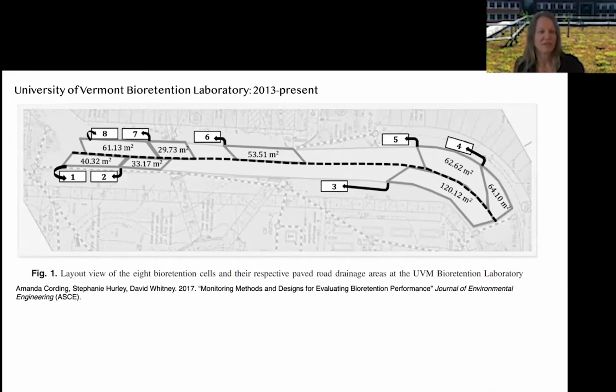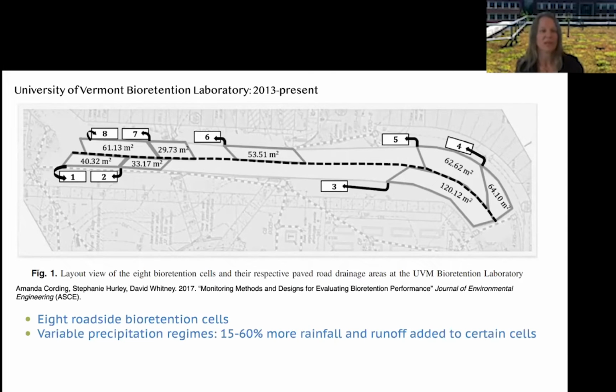This is an aerial plan view where each of the bioretention cells is a rectangular numbered box in the image. There are eight bioretention cells on either side of the roadway, and the polygons you see are varying road watershed sizes. So the bioretention cells are the same size and dimension, about 4 feet by 10 feet on the surface and about 4 feet deep, and then have different amounts of water in various storms flowing into them.